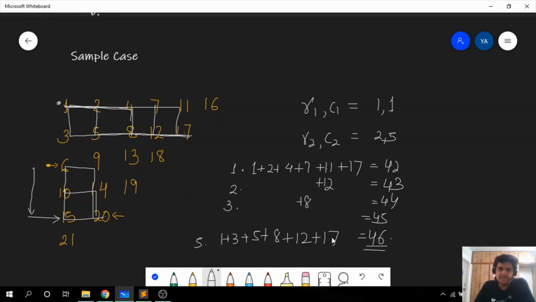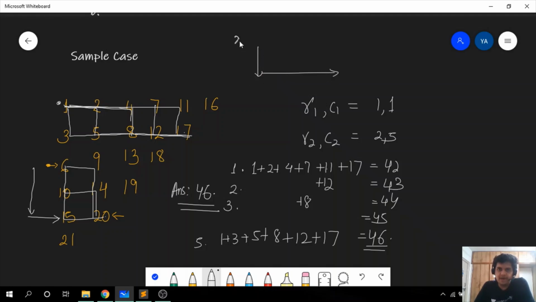So 46 will be our answer. So the answer for this test case will be equal to 46. What we have seen is that the best possible strategy to use over here is first go down and then go right. Cool. So what do we have to go down from?